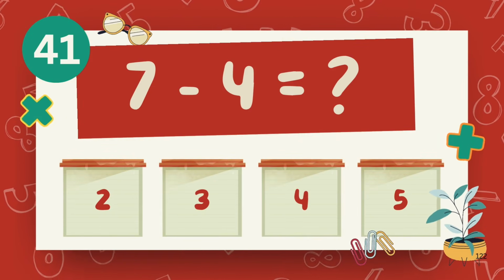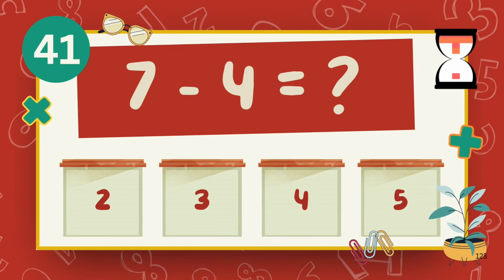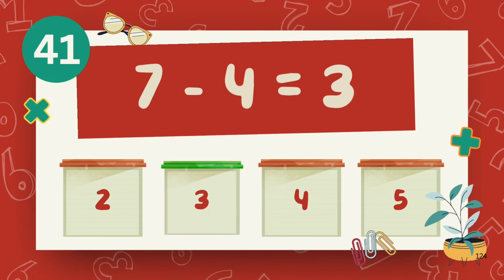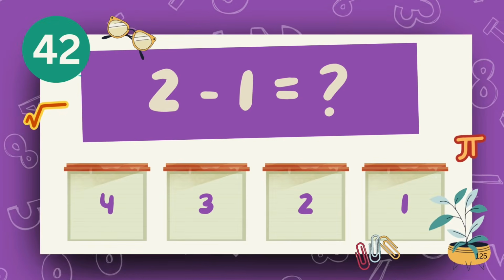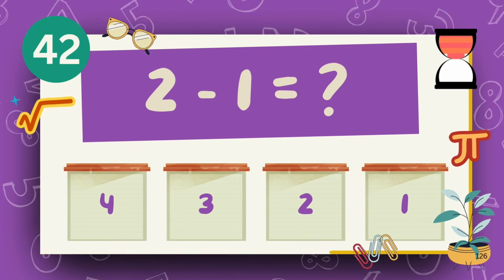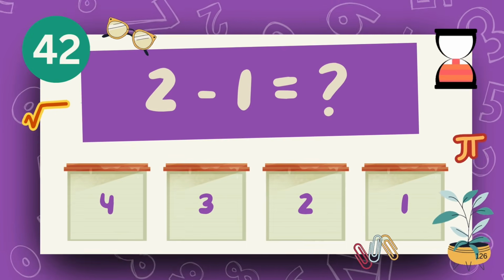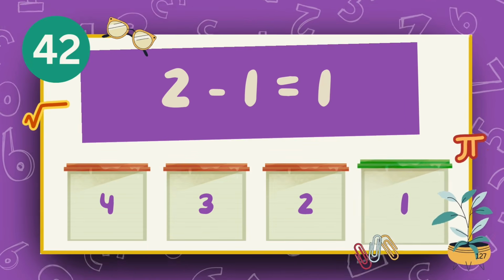What is 7 minus 4? The answer is 3. What is 2 minus 1? The answer is 1.